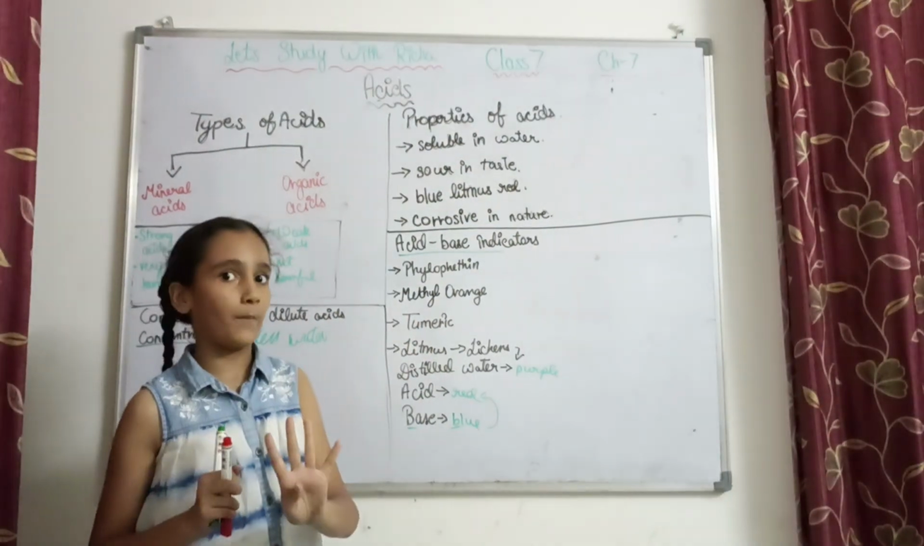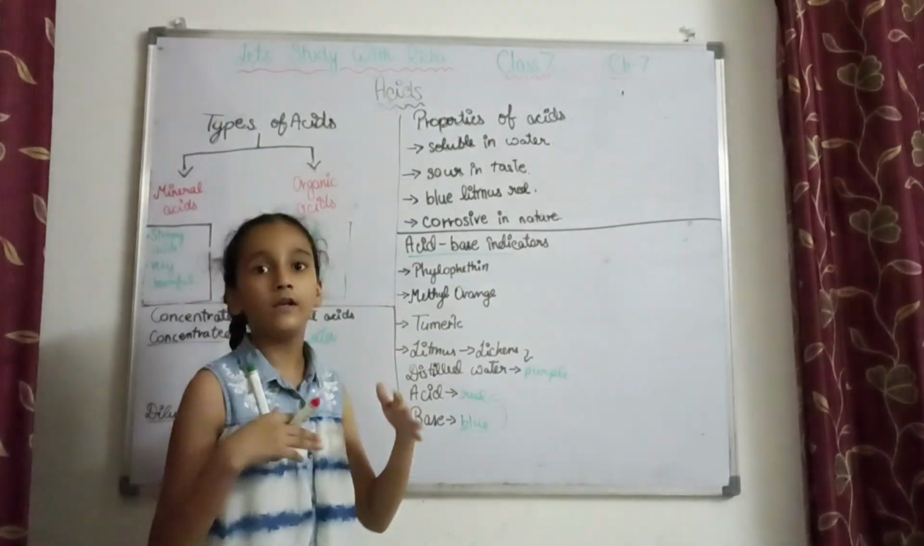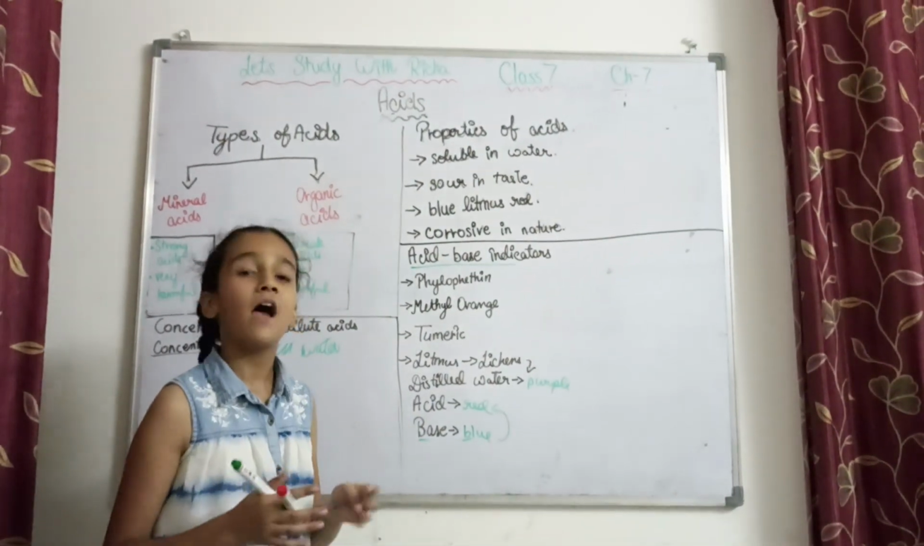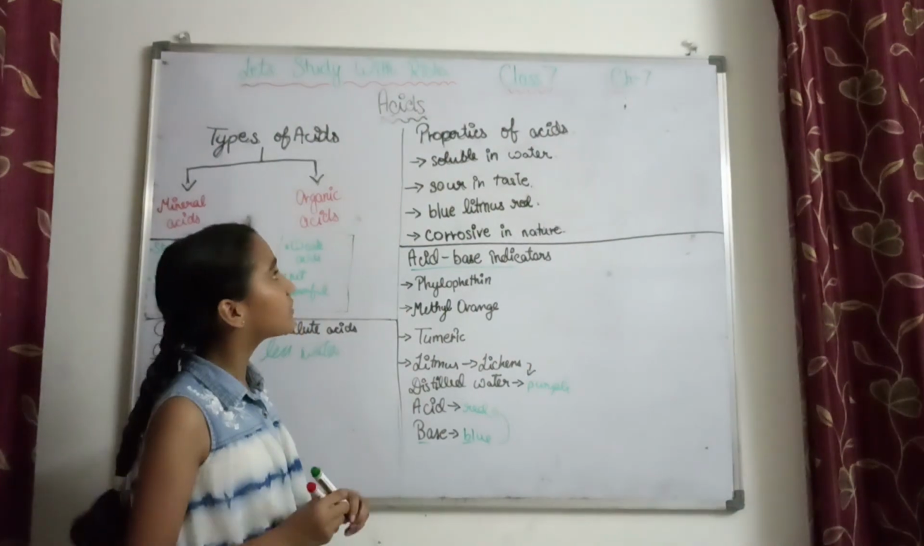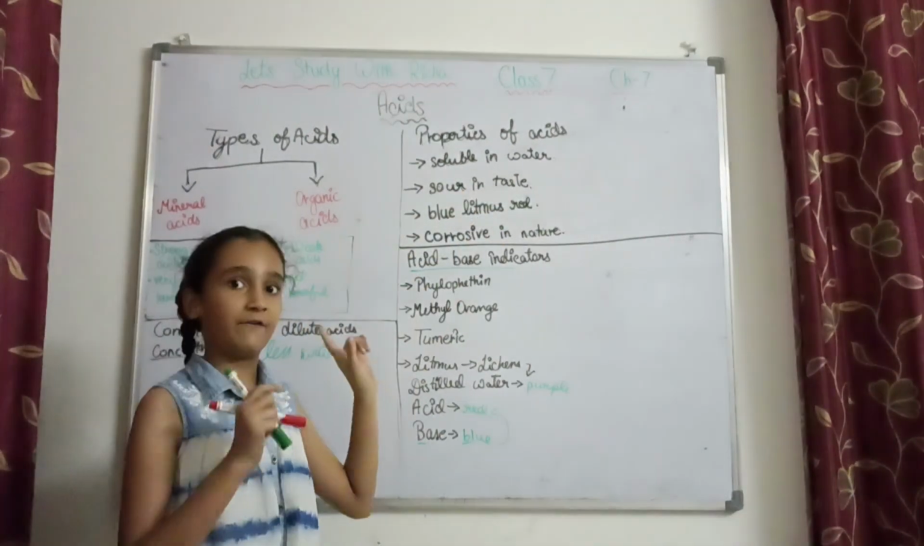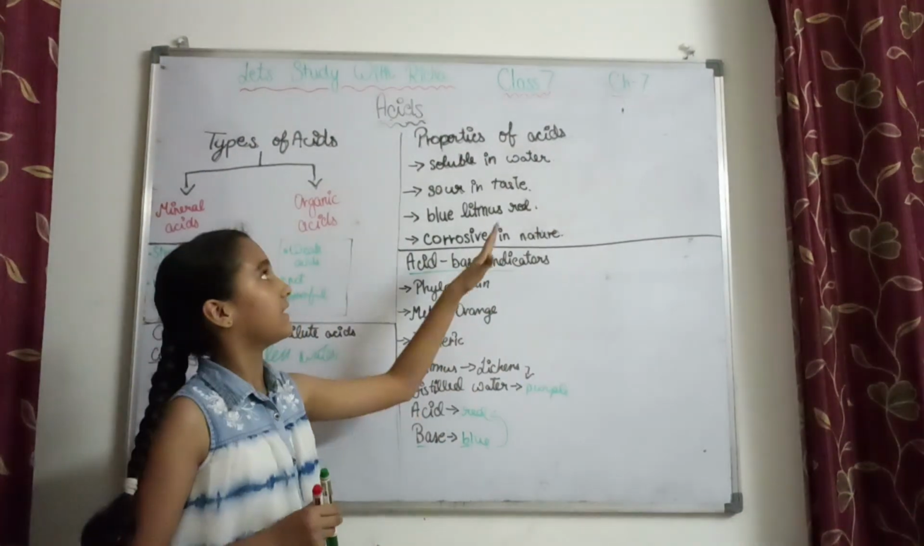There are main 4 properties of acid which we are going to do in this video. First is it is soluble in water. Most of the acids are soluble in water. It means we can mix them with water and use them. Next is sour in taste. Like before I told you, the lemon juice is sour in taste and is counted as acid.